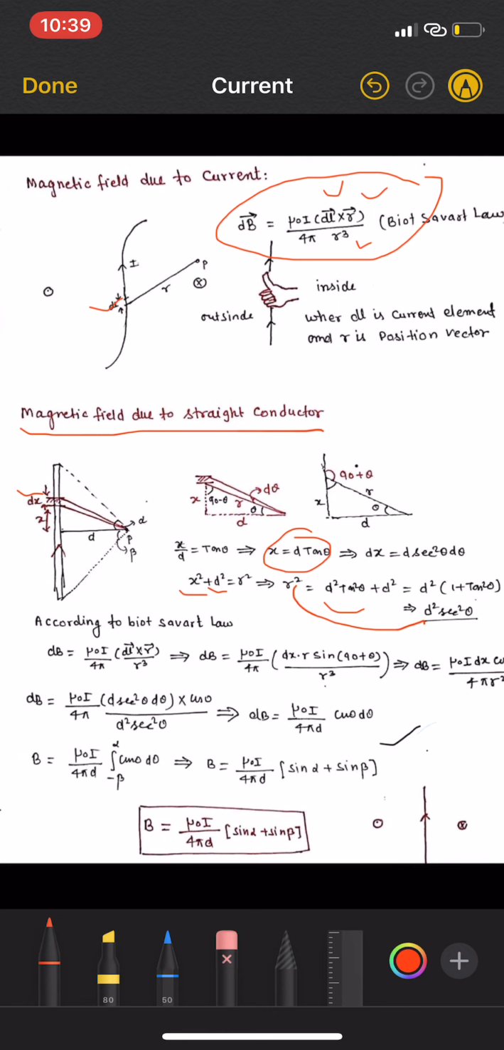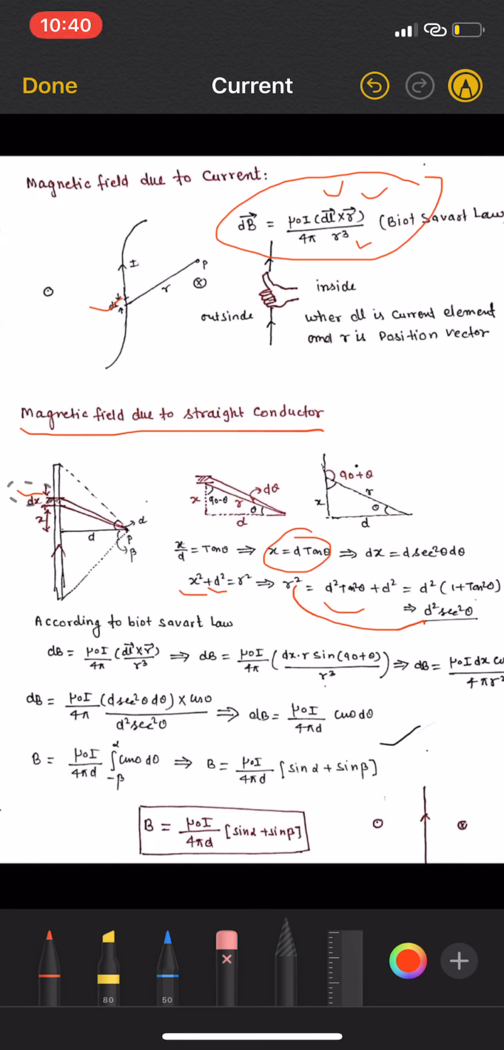Now according to Biot Savart law, dB is equal to, this formula I already explained, mu naught I divided by 4 pi, dl cross r divided by r cube. Now here dl is not x, sorry, dl will be dx. So this dl will be dx, and r is r only.